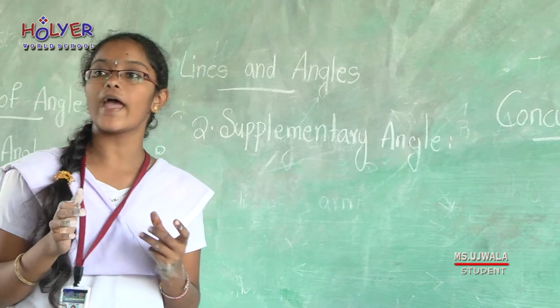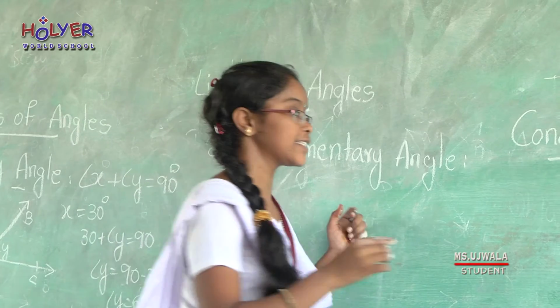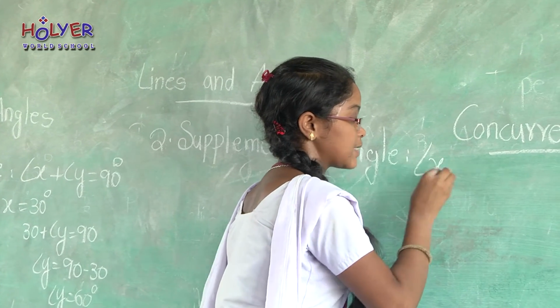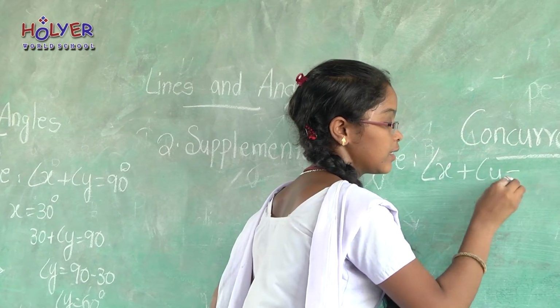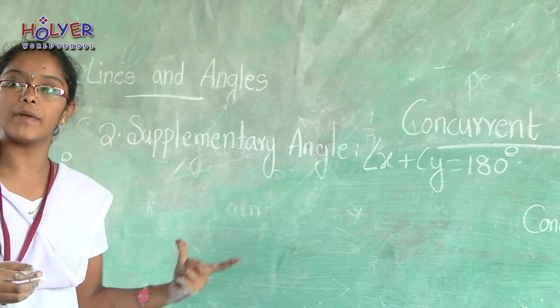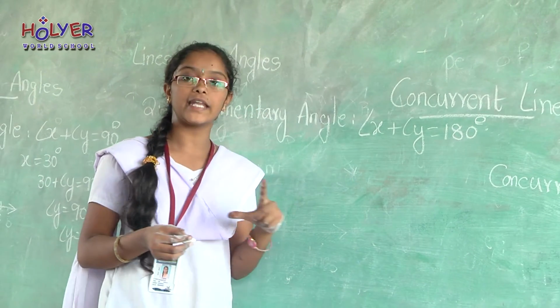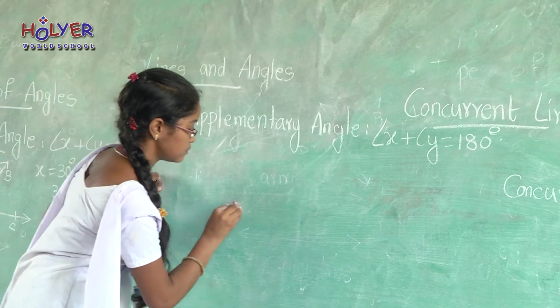If the sum of two angles is 180 degrees, then the angles are called supplementary angles. Angle x plus angle y equals 180 degrees. This is the same as complementary angles, but the complementary angle sum is 90, and the supplementary angle sum is 180.